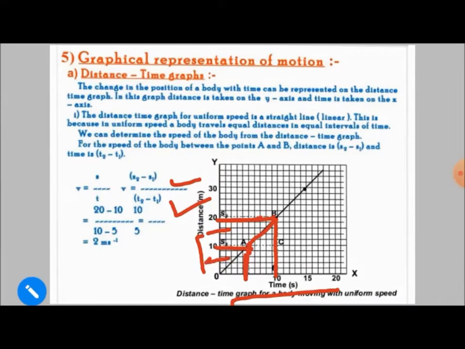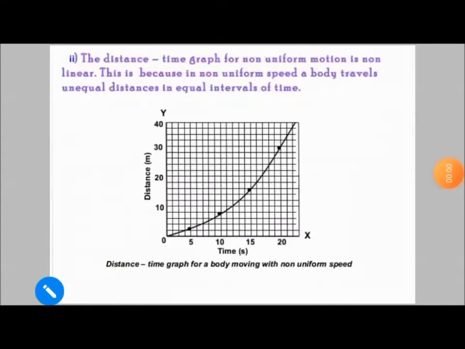So S2 minus S1 will become 20 minus 10, which is equal to 10. And the time period is 10 minus 5, which will become 5. So the speed from this distance time graph will become 2 meters per second. Now the distance time graph for non-uniform motion is non-linear. This is because in non-uniform speed a body travels unequal distances in equal intervals of time.